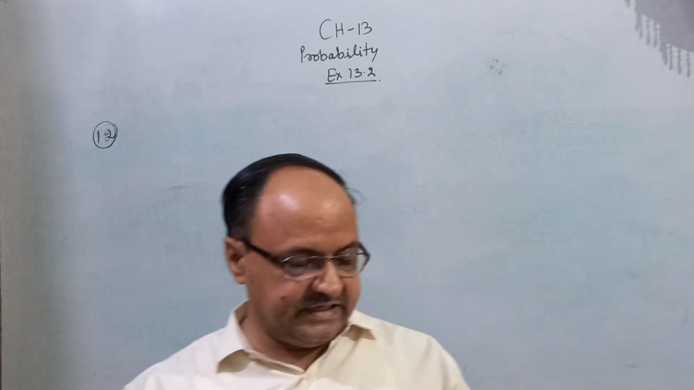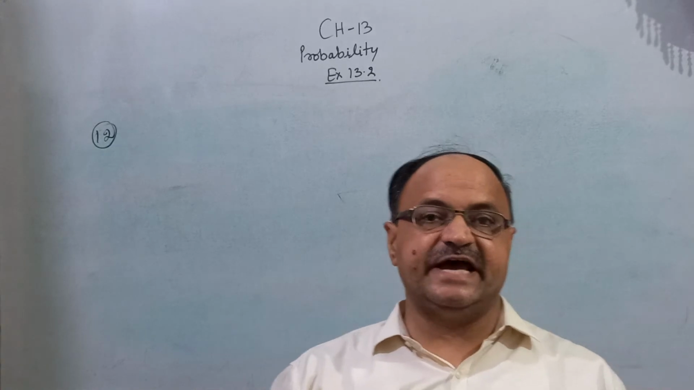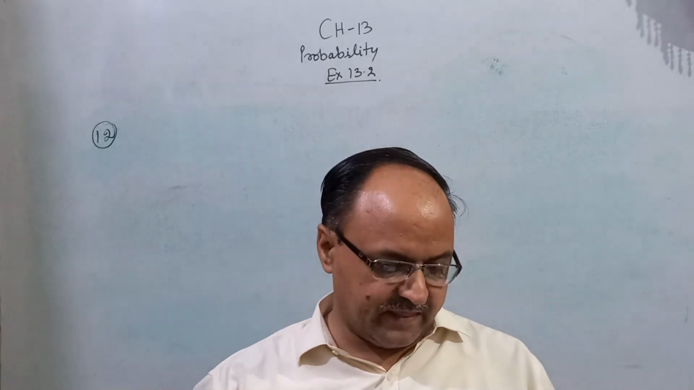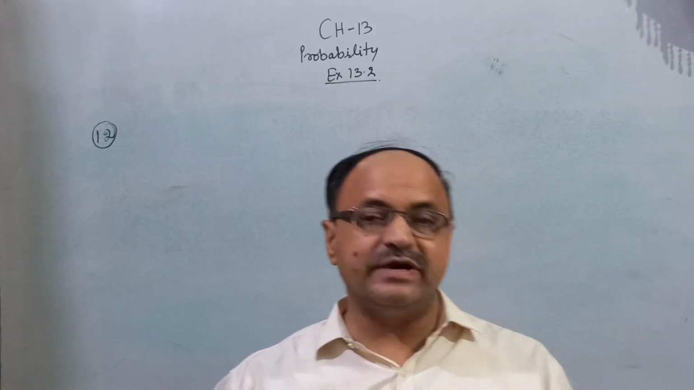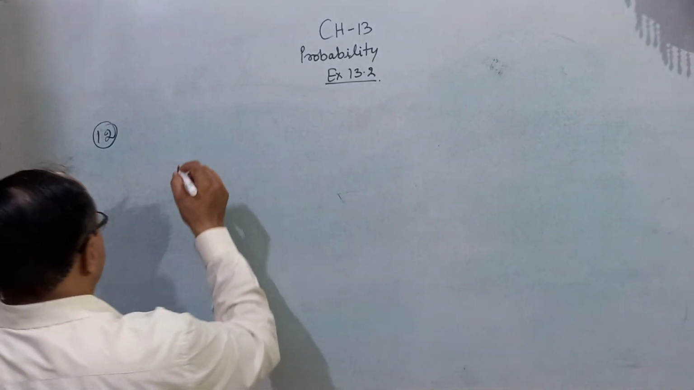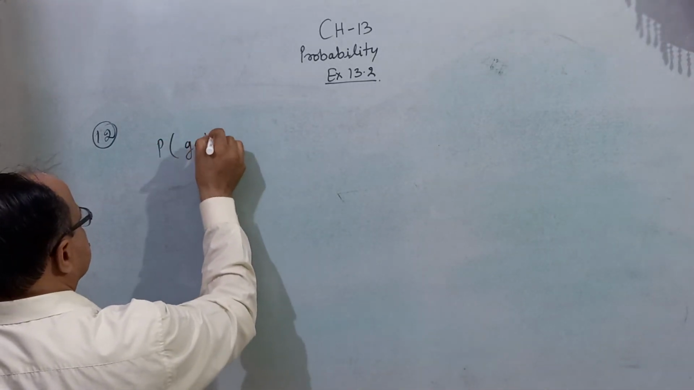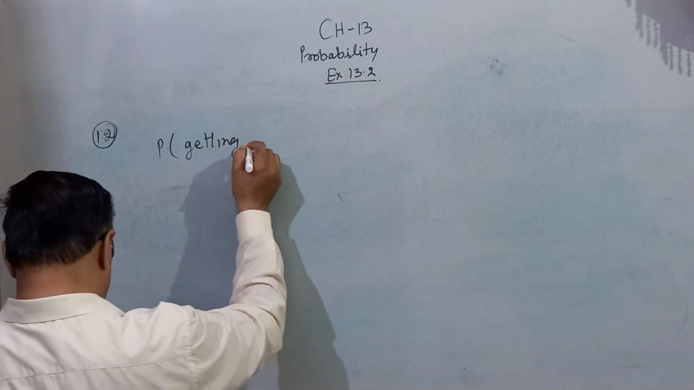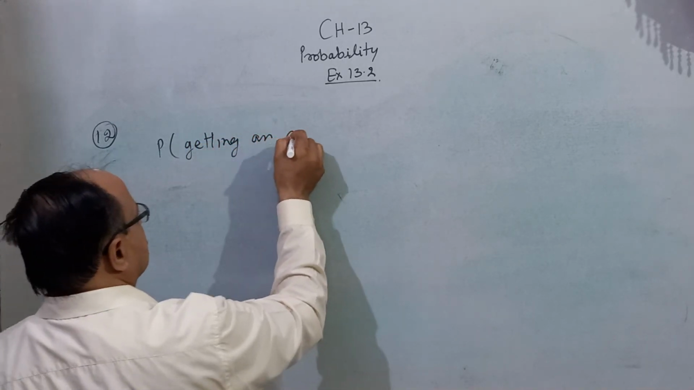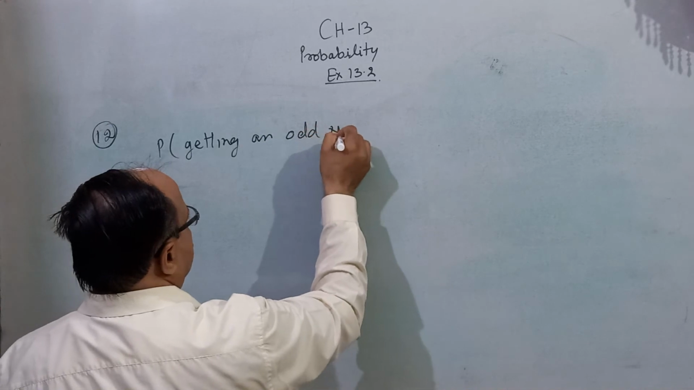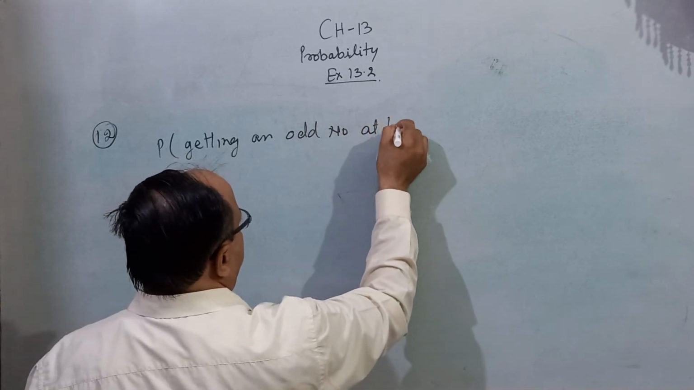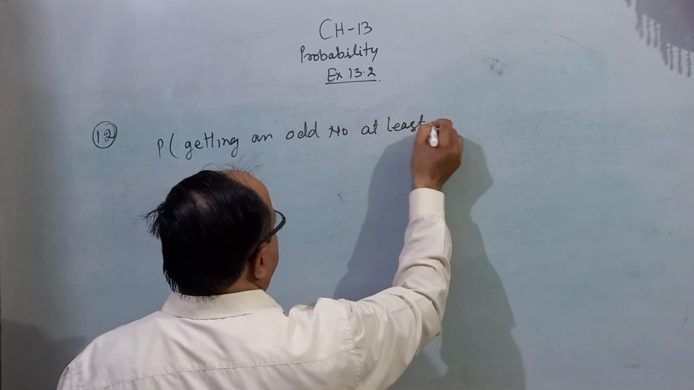A die is tossed thrice. Find the probability of getting an odd number at least once. Probability of getting an odd number at least once.